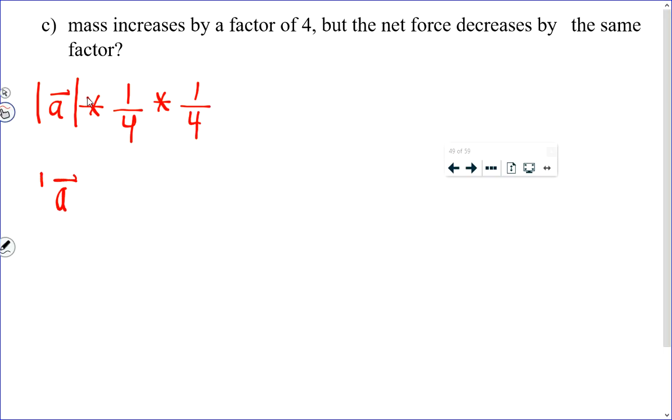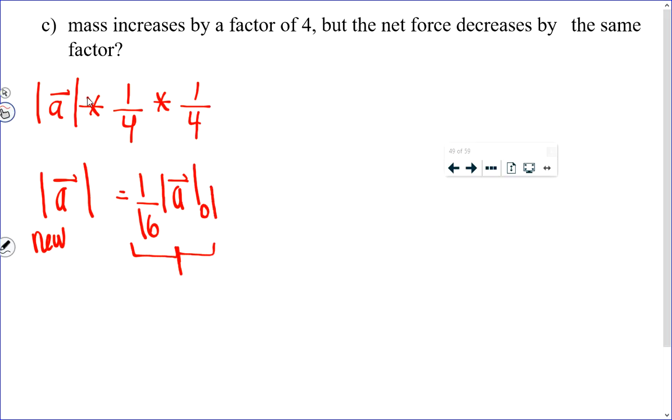The mass increases by a factor of 4. Well, that will mean the acceleration is reduced by a factor of 4 or multiplied by 1/4. The net force decreases by the same factor. Well, whatever happens to the force happens to the acceleration. So that means that the acceleration will be multiplied by 1/16 of the old acceleration. This is the new acceleration, and it's 1/16 of the old acceleration.